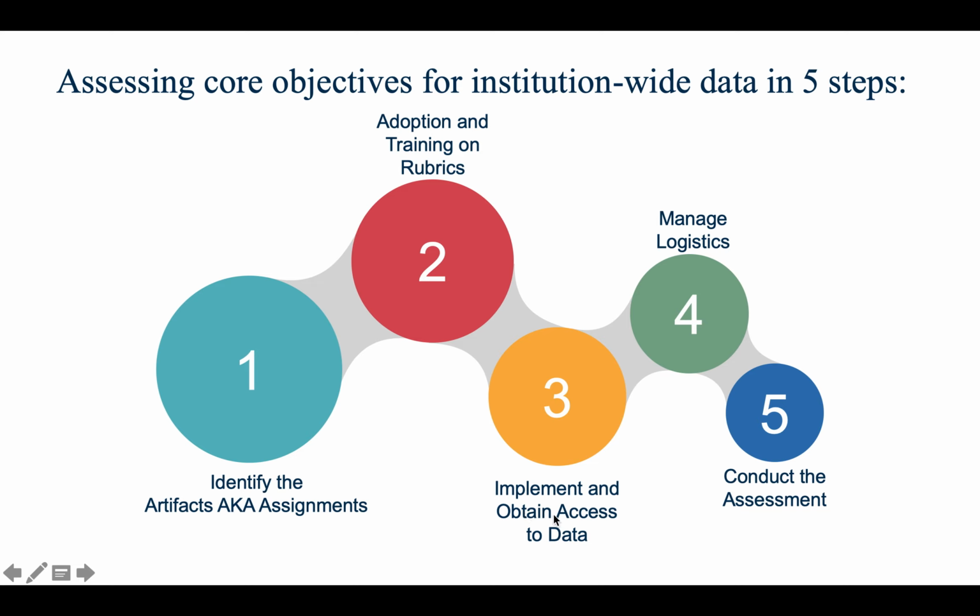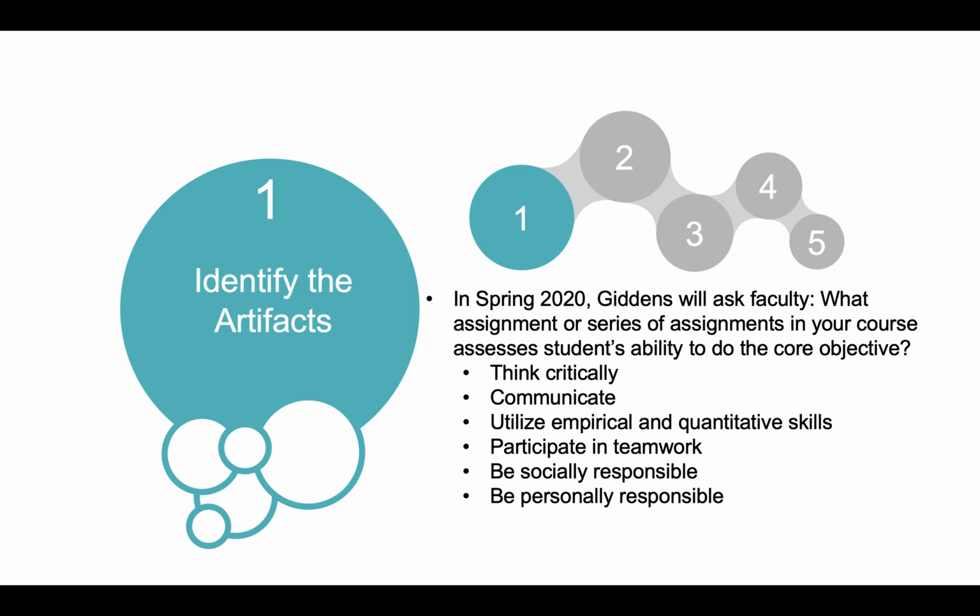And then I obtain access to the data. Number 4 is managing the logistics about how the assessment process is going to work. And then 5 is actually conducting the assessment. So I'm going to go through all 5 steps right now. So the first step, identifying the artifacts.